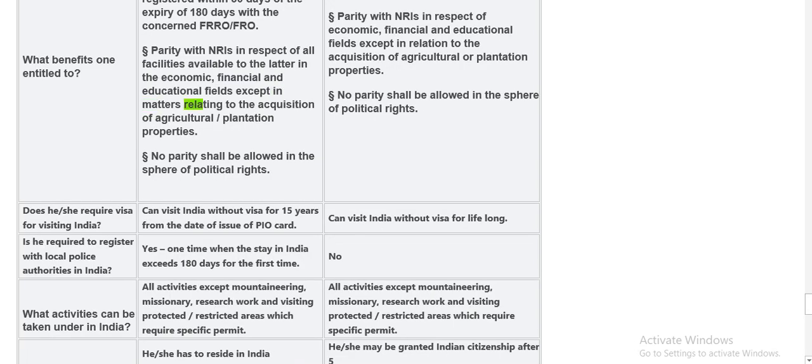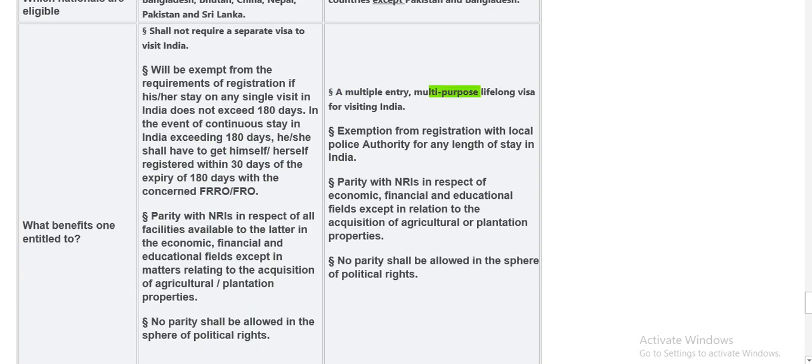PIO: parity with NRIs in respect of all facilities available to the latter in the economic, financial and educational fields except in matters relating to the acquisition of agricultural or plantation properties. No parity shall be allowed in the sphere of political rights.